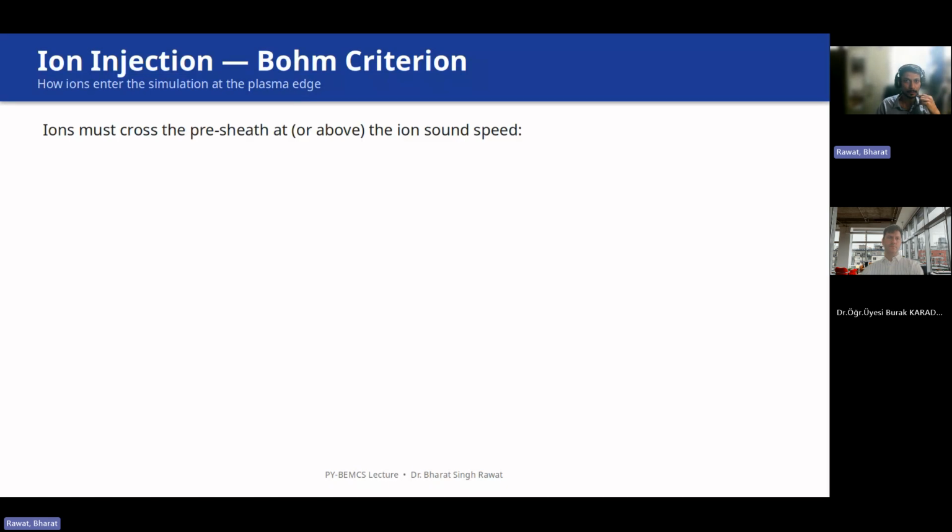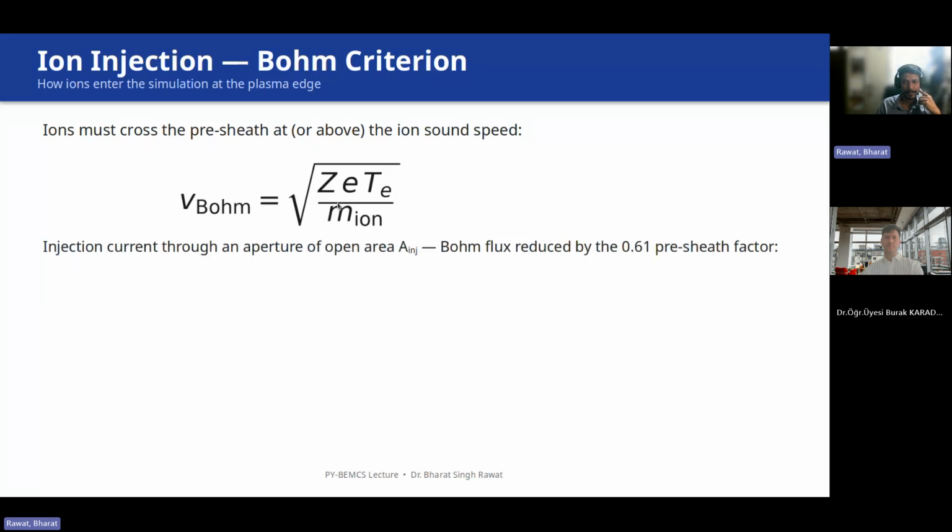For ion injection, you use the Bohm criterion, because the Bohm criterion defines the extraction of the ions from the two-grid optics. The Bohm velocity is defined by this expression, where Z is the atomic number of the ion, T is the electron temperature, and M is the mass of the ion. And 0.61 is your pre-sheath factor, which is defined by the drop of the plasma potential from the sheath to the extraction region by a T_e/2 factor. So that's how the 0.61 factor comes. And this is defining your ion injection current.